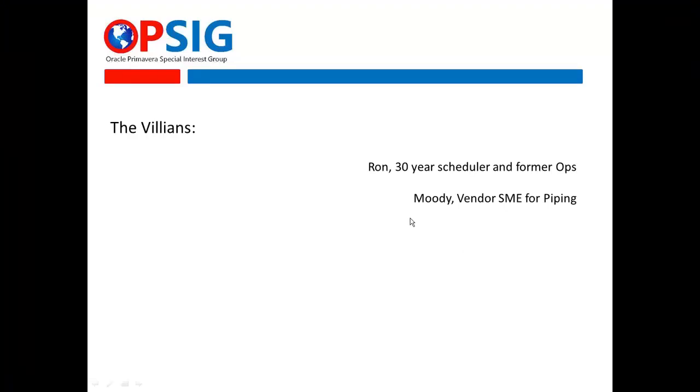Now, as we came close to the outage, we had a couple of villains. Say that these are both good friends. Ron is a 30-year scheduler and former ops. For those of you who work in the utility, he's been in a power plant. We joke that ops is confused about the order of sequence, God or ops or God. It depends on the day of the week and the question often.